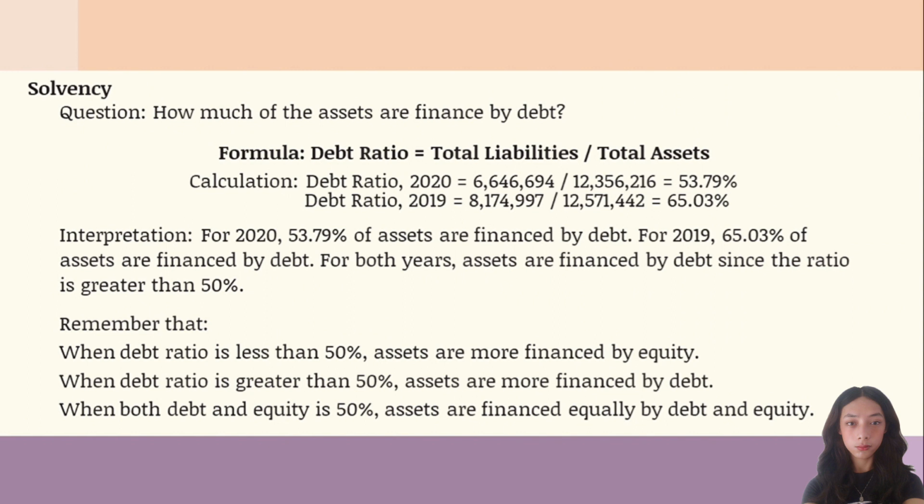So always remember that when the debt ratio is less than 50%, assets are more financed by equity. For example, if your debt ratio is 45%, then your equity is 55%, so your equity is bigger. When the debt ratio is greater than 50%, assets are more financed by debt. When both debt and equity are 50%, assets are financed equally by debt and equity.